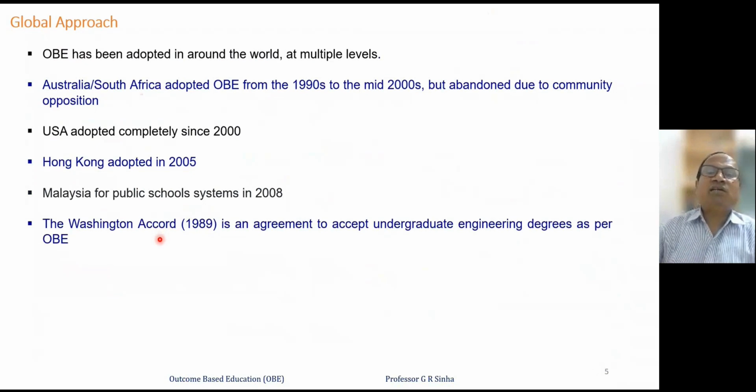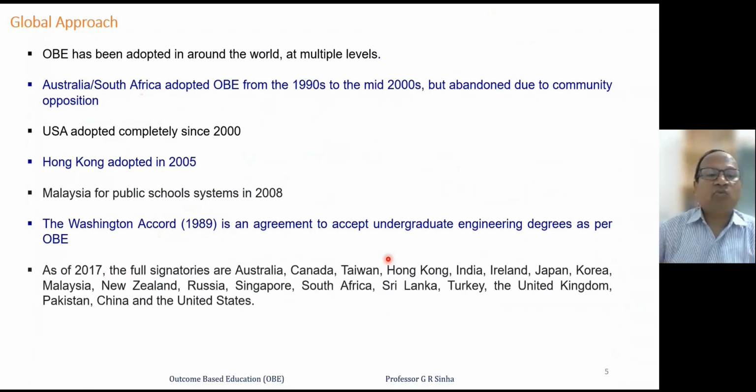And there is a very important agreement called the Washington Accord, which was adopted in 1989. This is actually the agreement where a number of countries are signatories. And what does it state? This agreement was made to accept undergraduate engineering degrees as per OBE. Let's make some framework: your UG degrees or technical degrees or technical education can be evaluated as per the outcome based education framework.